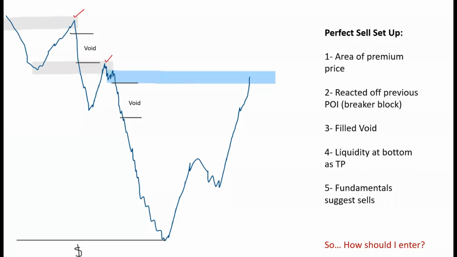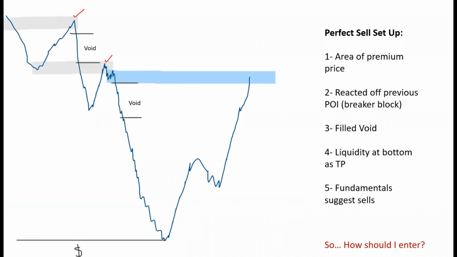But the first thing we're going to be going through is risk versus confirmation trades. Many of you probably know what this is, but if you don't, what is it? Imagine you've got the perfect sell setup. Let's just say your criteria is an area of premium price. Yes, we've got that, probably well above a 79 fib. It reacted off a previous point of interest. Yes, it's done that. It filled the void. There we go. Liquidity at the bottom as take profit. Yes, we've got a high time frame liquidity at the bottom, and we see it's downtrending. And then the last and main thing is fundamentals suggest sells as well. Then you've got the perfect entry, right?